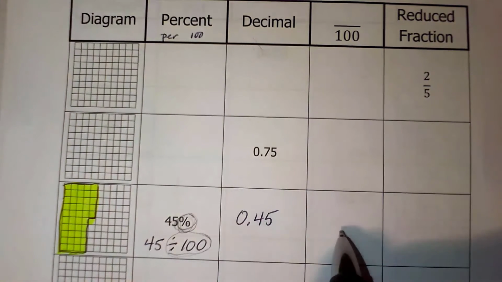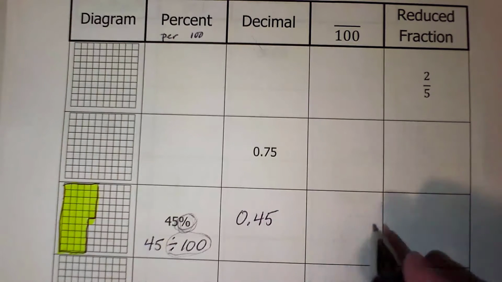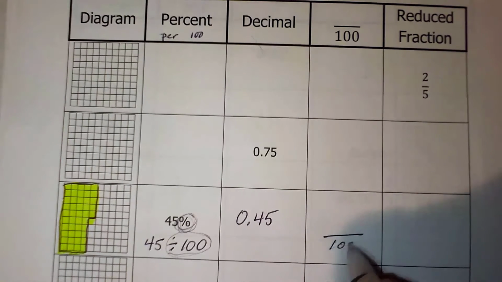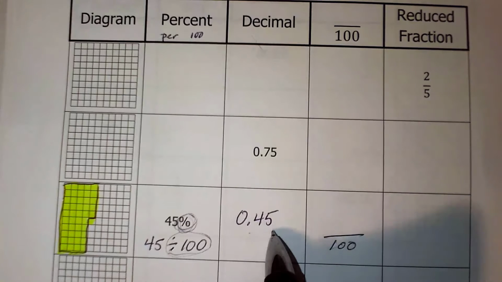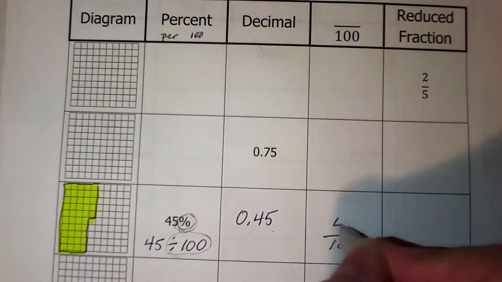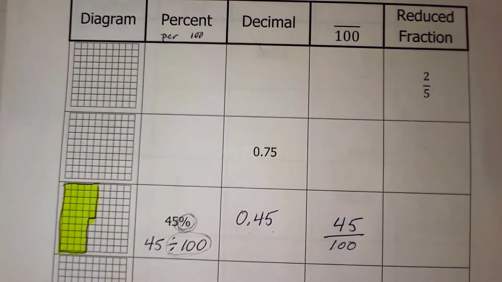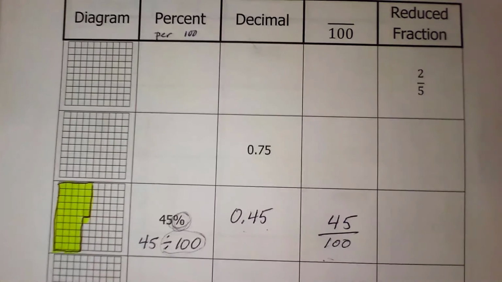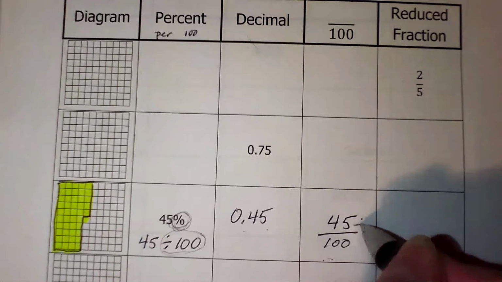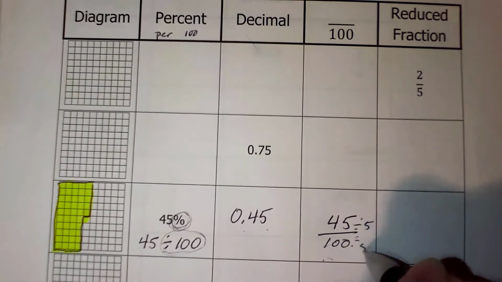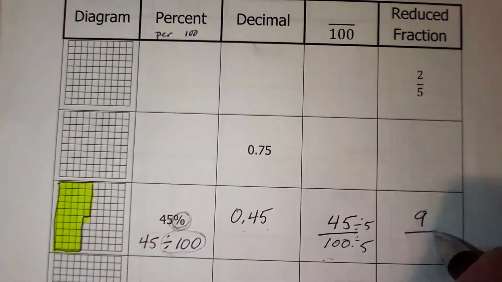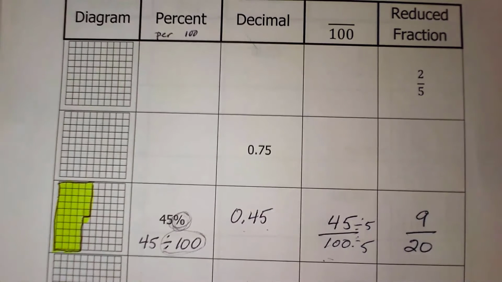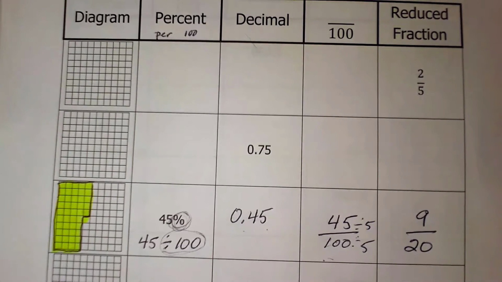From a decimal to a fraction with a denominator of 100, well, if this is 0.45, then this is 45 hundredths. So that's a fraction with a denominator of 100. To reduce it, I would divide by 5, and I would get 9/20. So depending on which value is given, you're going to do a different sort of process.